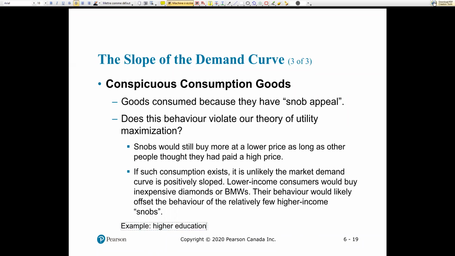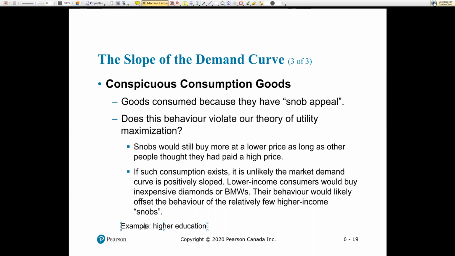Usually we would say the only reason for a good to have a positive relation between price and quantity demanded would be if it's a Giffen good, a super inferior good. Well, in that case, this is not an inferior good. So what happened? Well, part of it is that we don't have all the information on the quality of the good that we're looking at.